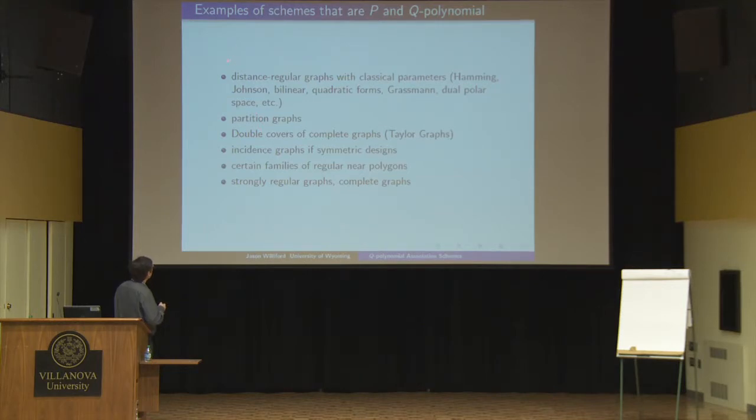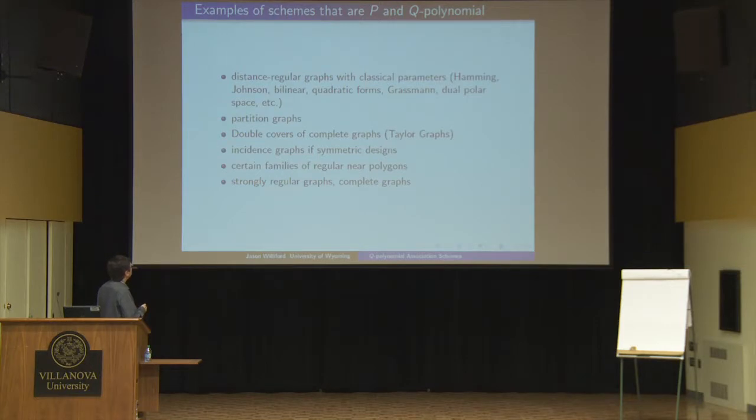So I mean, it's not really doing it justice just putting a little blurb like that, but I could get lost in there very easily. Also graphs known as partition graphs, double covers of complete graphs, incidence graphs of symmetric designs. Those give P and Q schemes. There's a list of regular near polygons in BCN that also are Q polynomial distance regular graphs. And then, of course, when D is small enough, everything wins.